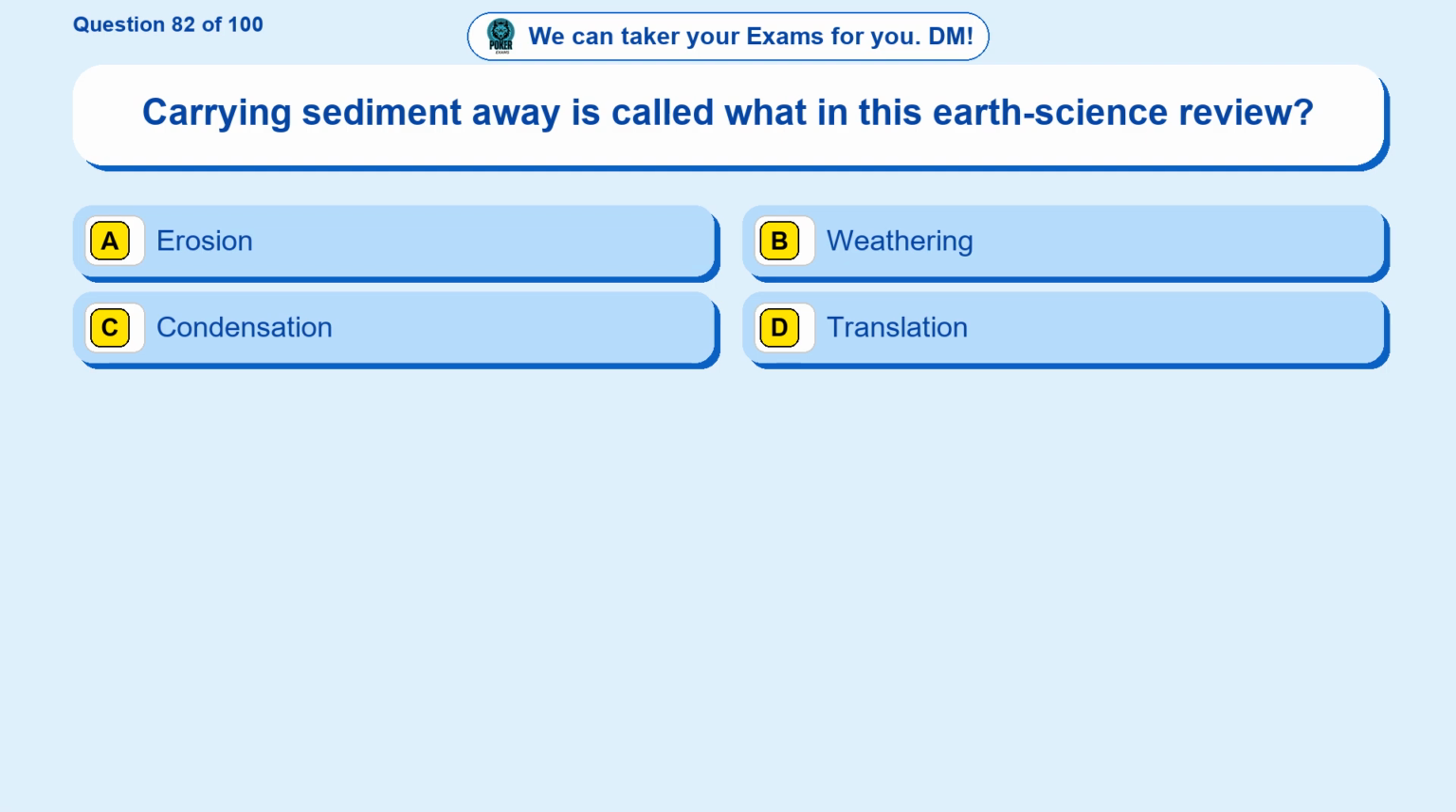Question 82. Carrying sediment away is called what in this Earth Science Review? Option A, erosion. Option B, weathering. Option C, condensation. Option D, translation. The correct answer is option A, erosion.